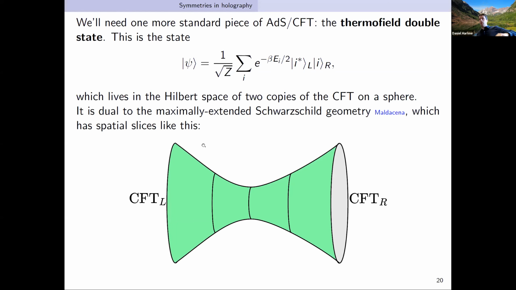It was explained in a paper by Maldacena in the early 2000s that the gravity picture of this state is the maximally extended Schwarzschild geometry, where, as maybe you heard, the spatial slices are wormholes that connect the left CFT to the right CFT. So as long as you're happy with the idea that the Schwarzschild geometry is really a wormhole, that's probably enough for you to understand the argument I'm about to make.